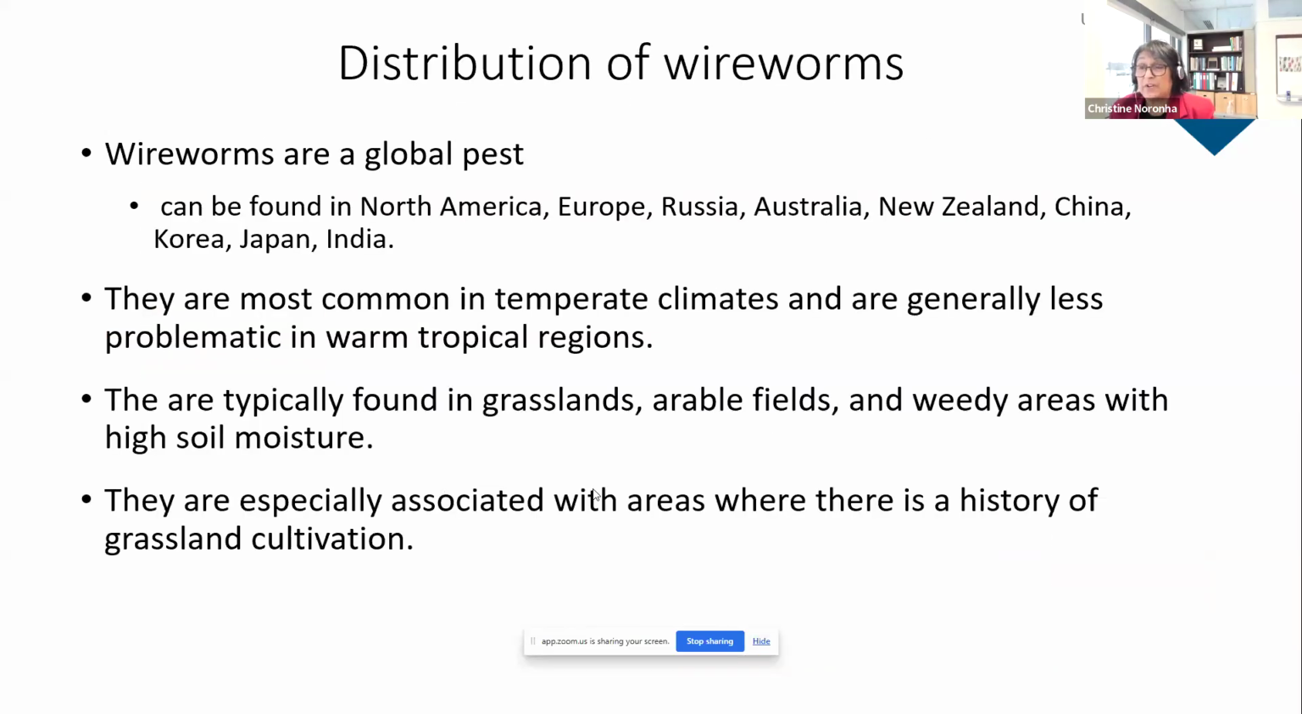It's a global pest found in many different areas. It's most common in temperate climates, and it's typically found in grasslands, arable soils, and weedy areas where there's high moisture. And it's definitely associated with any field where there was a history of grass cultivation, because if the field is not worked up, they just keep building up in that field. So it's associated with those areas.